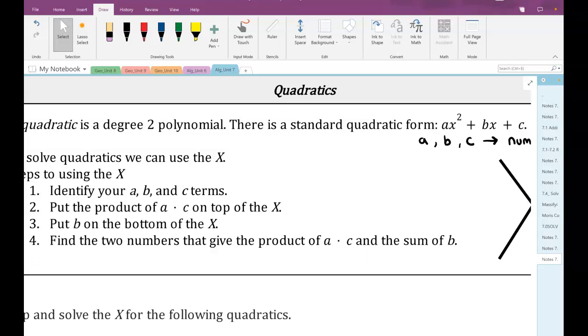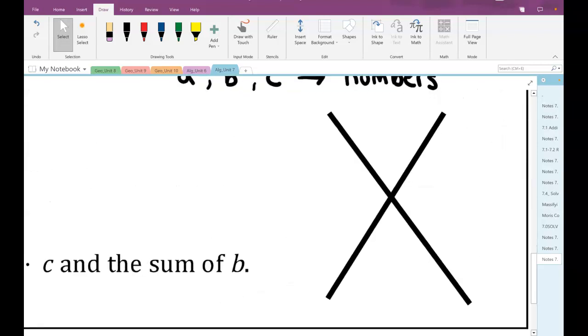And then, so A, B, and C are numbers. And then what we're going to do is, in our magic X, we're going to put the product of A times C on the top. So whatever number A times C is, that number is going to go on the top of our magic X. On the bottom of our magic X, we're going to put whatever number B is. All right, so B.